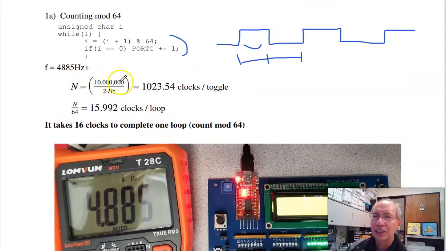What that means is the number of clocks between cycles, that would be right here, is 1023. There's 64 loops per toggle. Divide by 64, it's 16. So to add mod 64 takes 16 clocks.